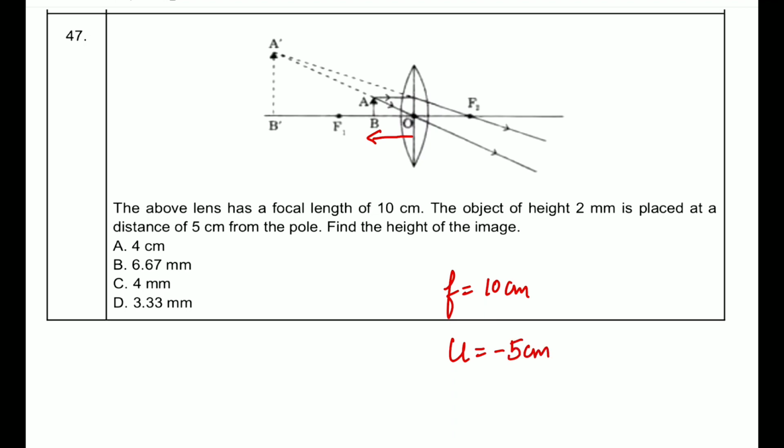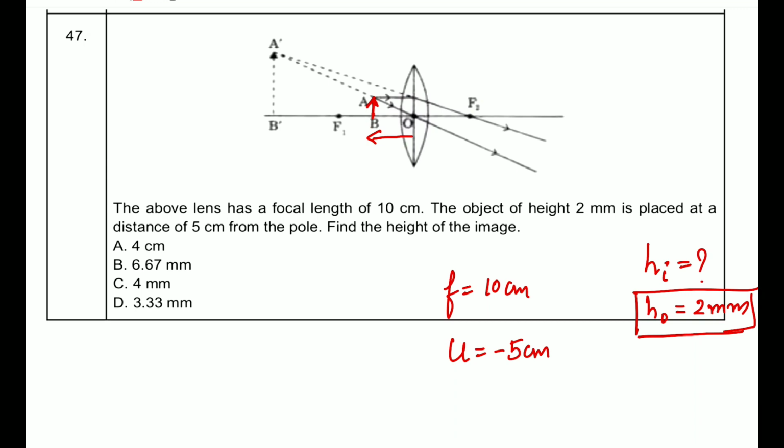Then find the height of the image. You're supposed to find out the height of the image. That is something which you have to find out. But the height of the object is given. Now you can see the height of the object will be positive because it is in the upward direction, and the height of the object is actually 2 millimeter. Remember that in your mind.